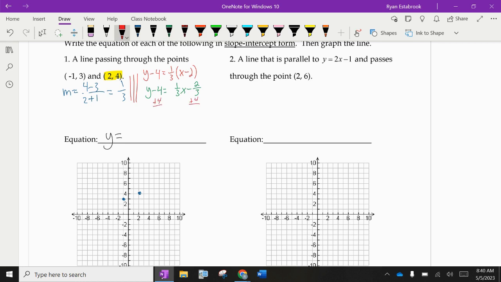+4, we have to get the 4 off the left side. If you want to use your calculator, by all means do that. -2/3 plus 4. I think that's going to come out to 10 over 3. So y equals 1/3 x plus 10/3. 10 over 3, same thing as 3 and 1/3. So here's my equation in slope-intercept form.